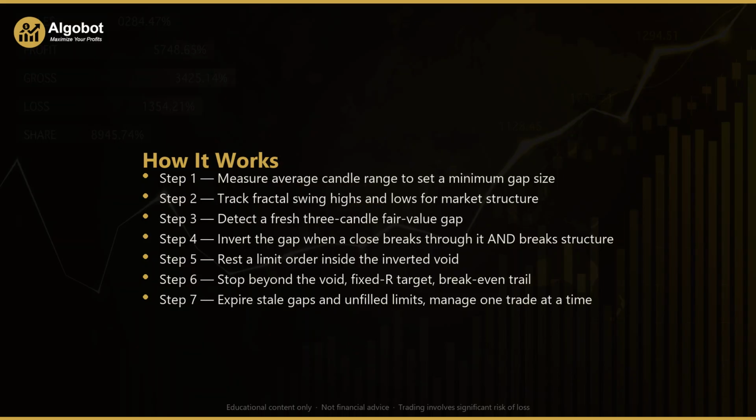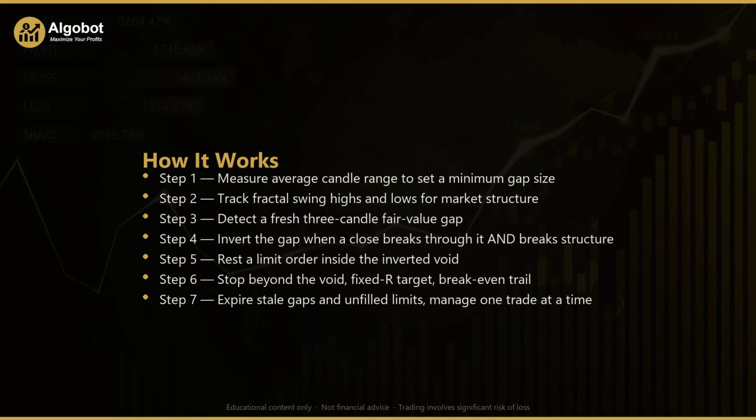Second, it tracks structure using fractal swings. A bar becomes a confirmed swing high or swing low when its high or low dominates the bars on each side of it, with the number of bars controlled by the SwingStrength parameter. These confirmed swings are the reference points for a genuine break of structure.